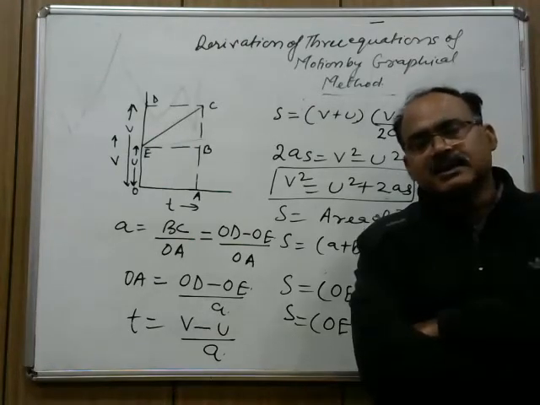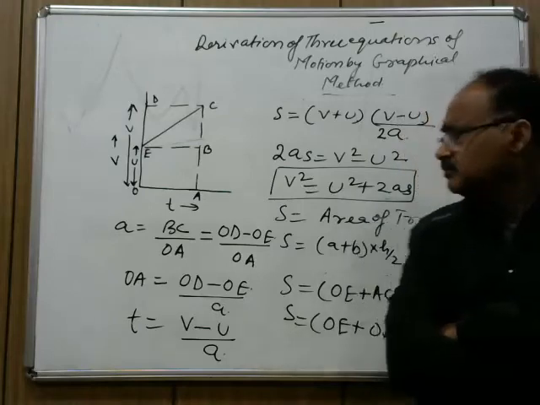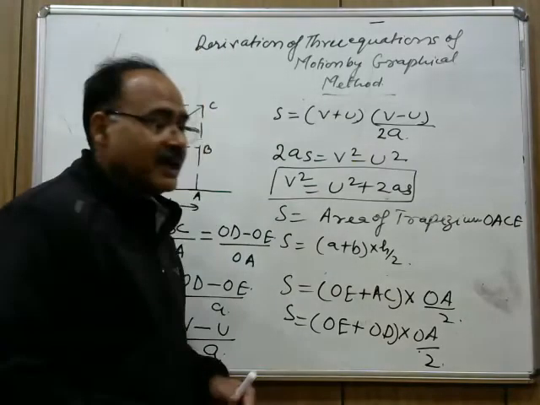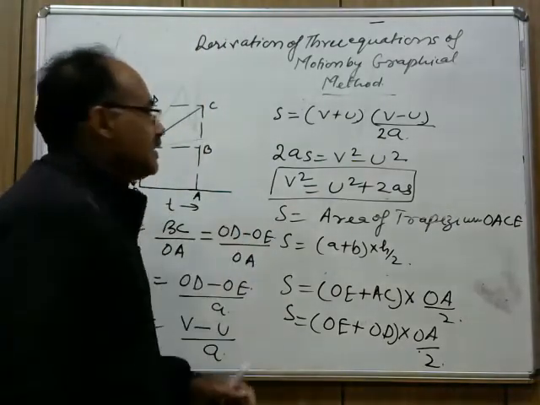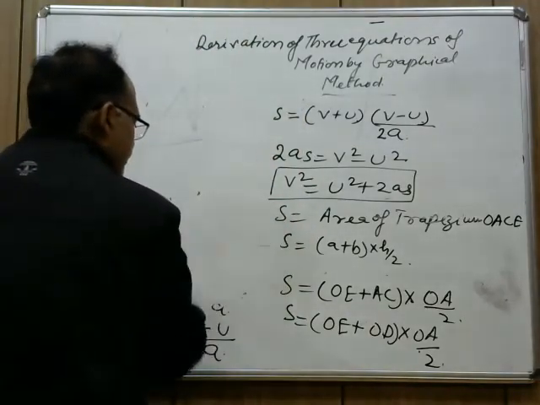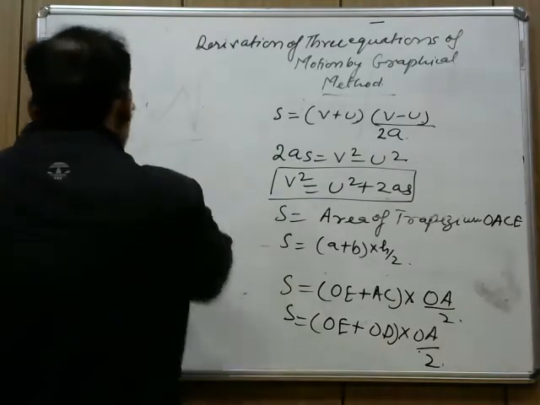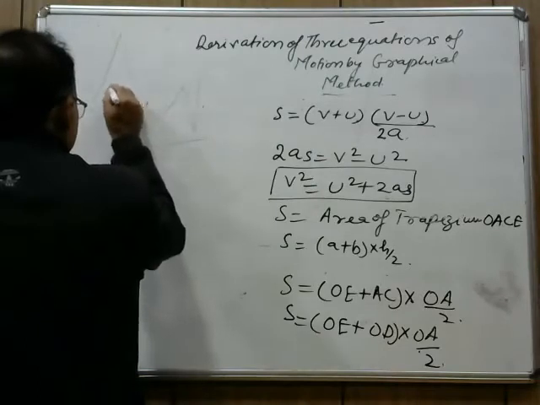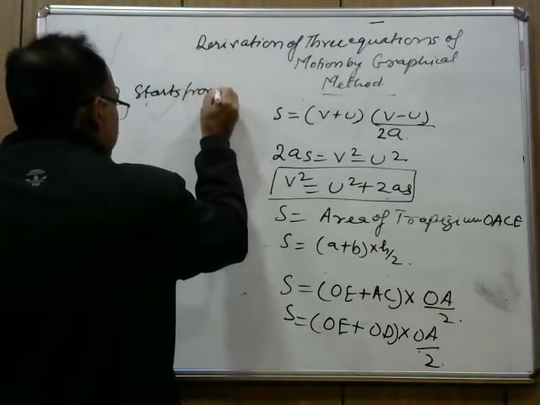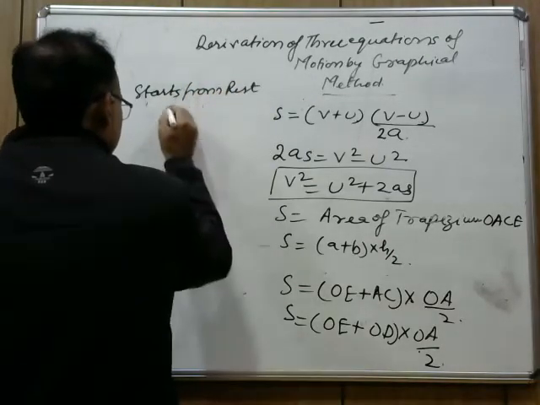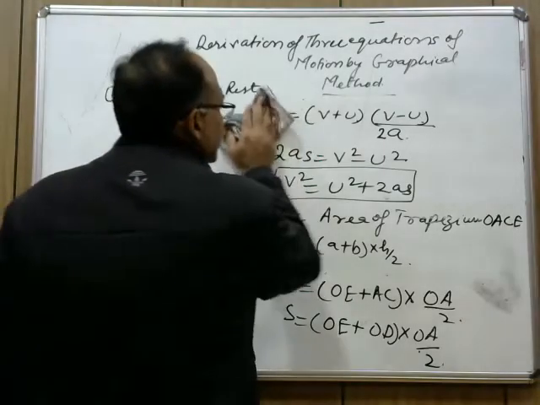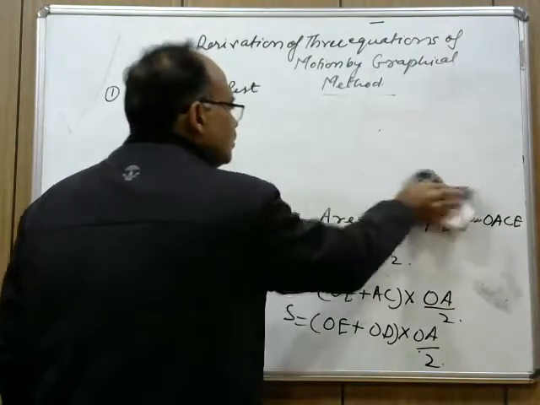But the three equations remain the same, and there are a few points which are to be learned while applying the three equations of motion. Now what are those points? See here. First point: if a body starts from rest, then initial velocity U is equal to 0.